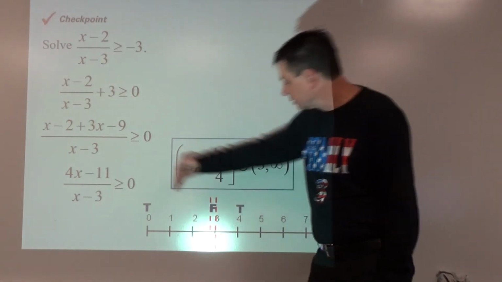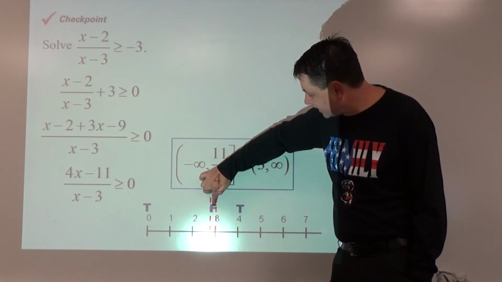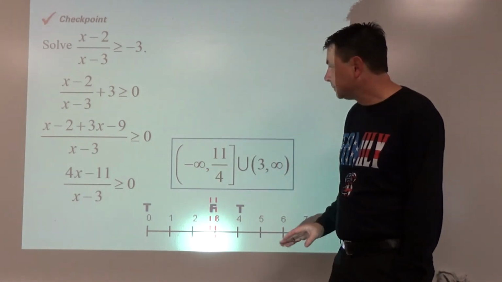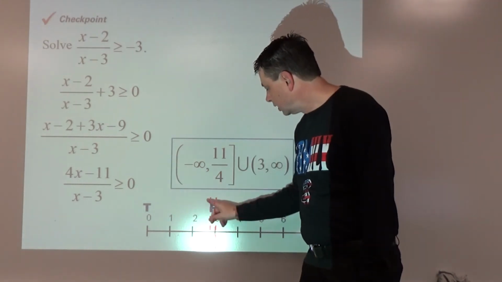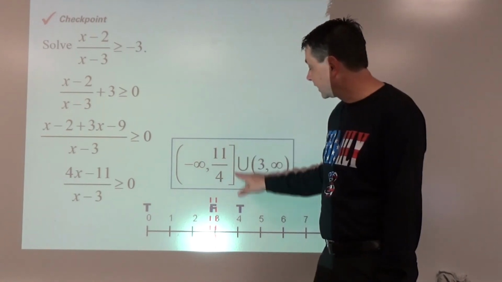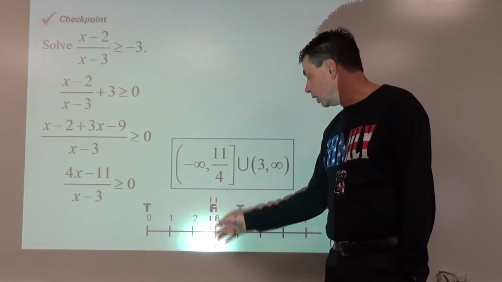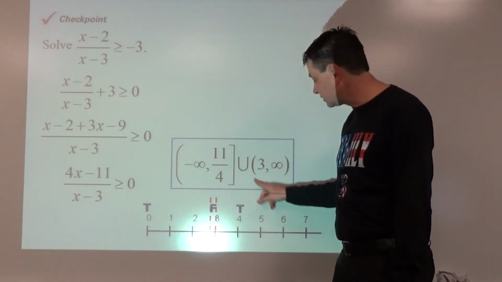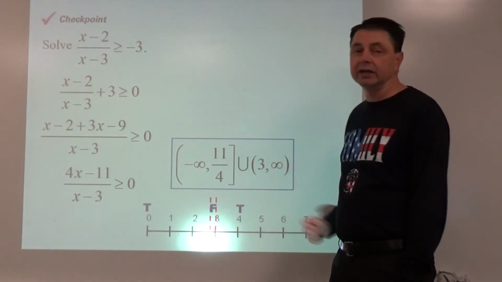And then if we test them, true there. That slim range in the middle, false there, true here. So all these are true up to 11 over 4, which came from the numerator, so we can have a bracket there. But the other part on the 3, again, can't be 3, came from the denominator, so parenthesis at the 3 on to infinity.